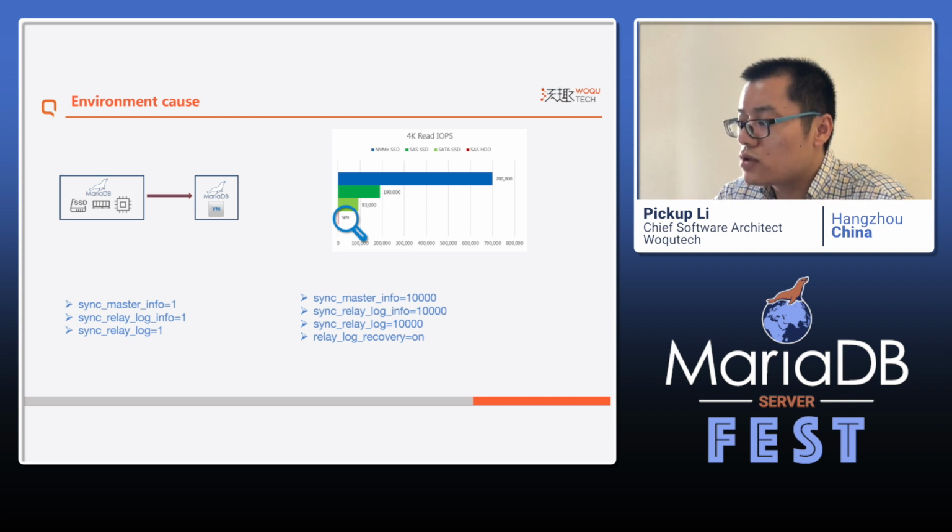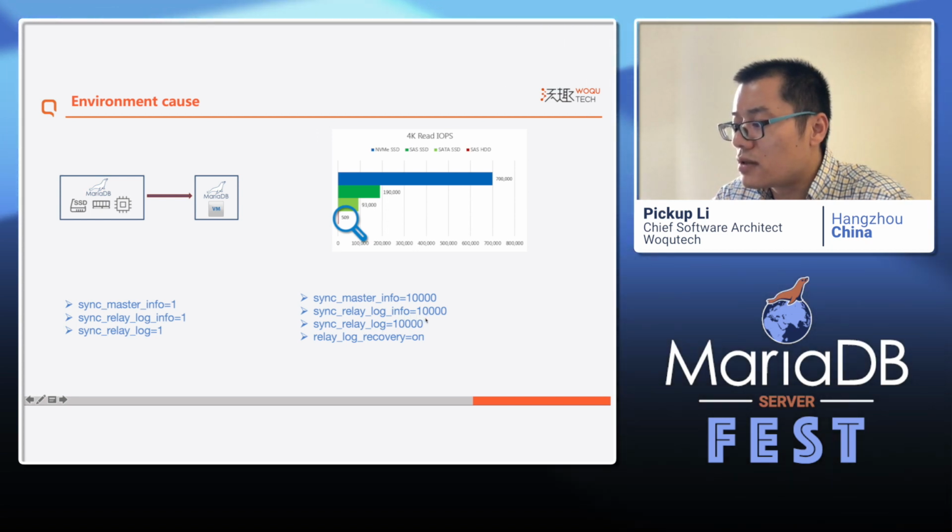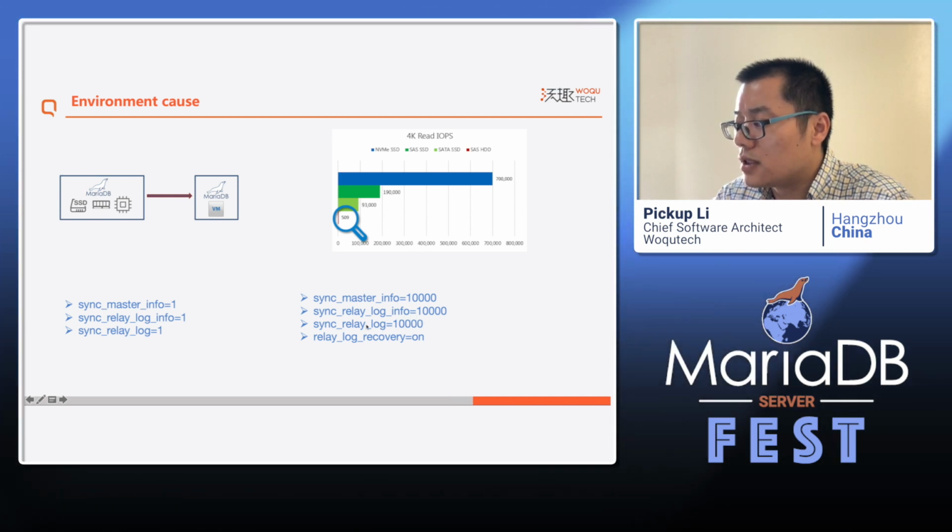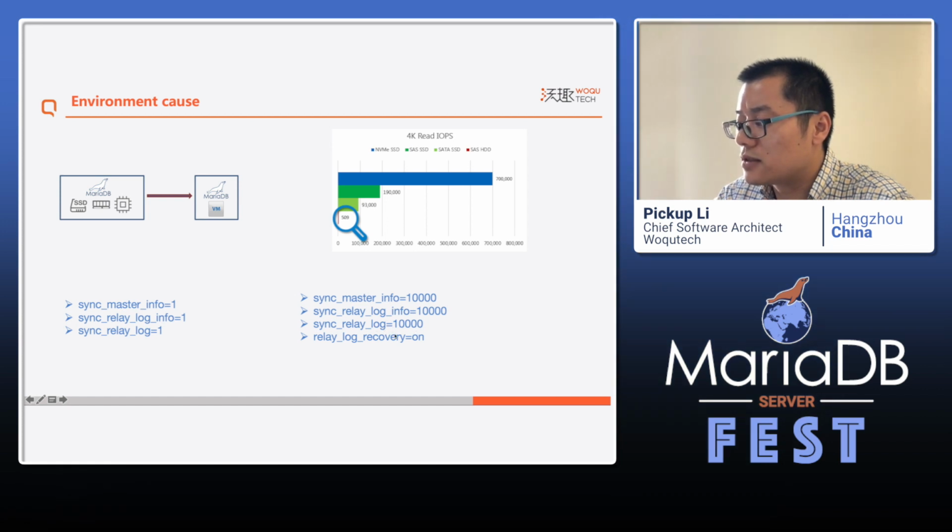Every time the SQL thread executes a SQL statement on the slave, it also needs to sync the relay log info. It requires more I/O resources on the slave and will increase replication delay. So if the disk has a cache backed by battery, consider setting sync_master_info to 10,000, sync_relay_log_info to 10,000, sync_relay_log to 10,000, and set relay_log_recovery as on.